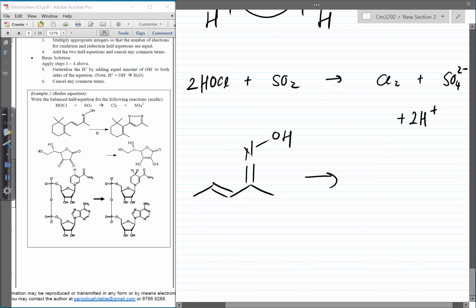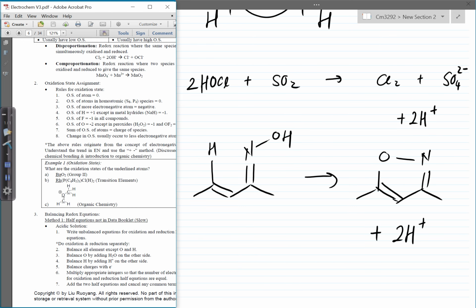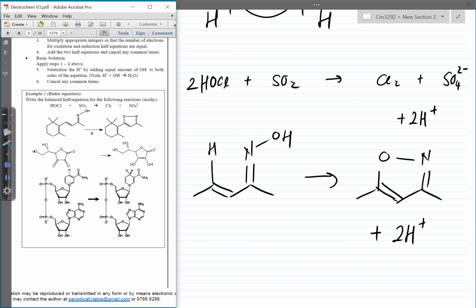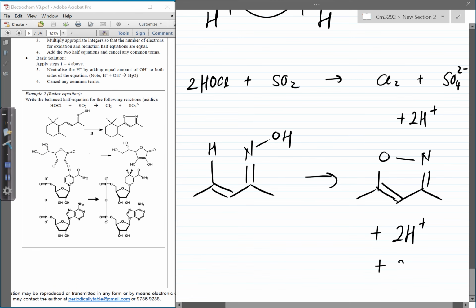Right? We have this becoming this. So if we just apply some basic logic, we know that this hydrogen is gone. This hydrogen is gone as well. So in order to balance these two hydrogens, we will have to add 2 hydrogen plus, 2H plus, on the right hand side. And then I go ahead to do step 5, balance charges with e minus. Since this side there's 2H plus, I just balance it with 2e minus. It's exactly the same, just that it becomes organic, that's all.